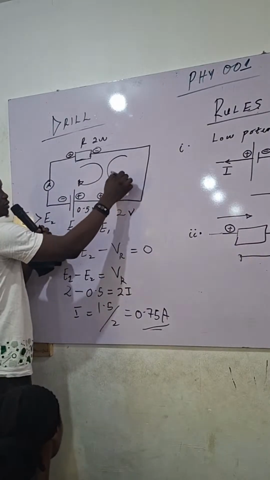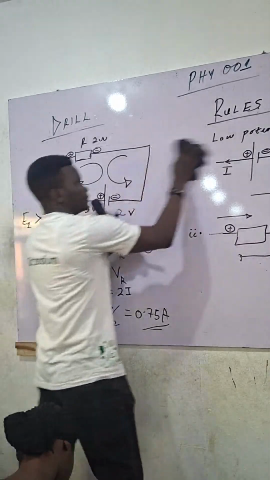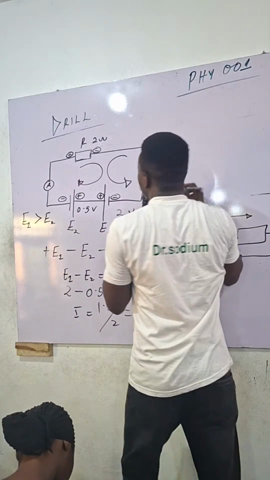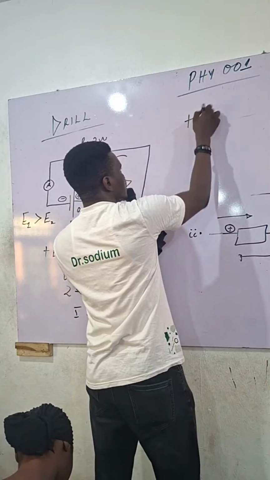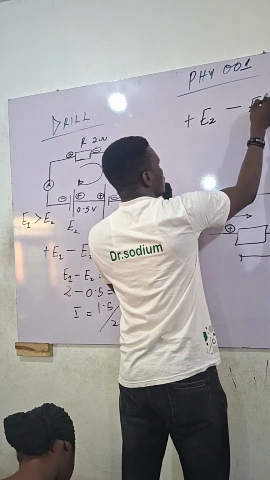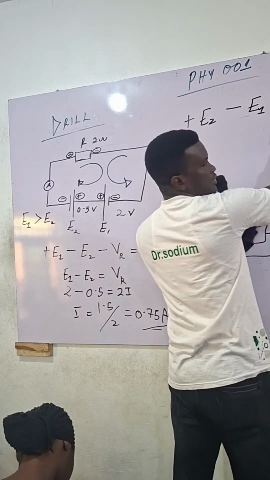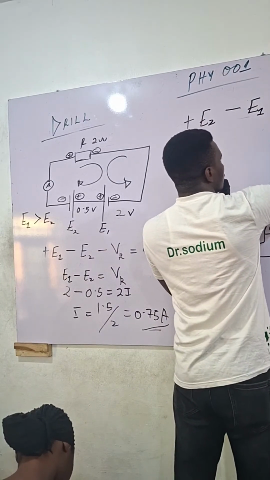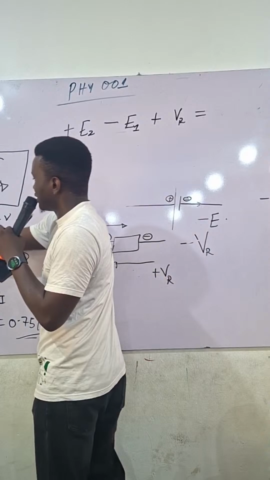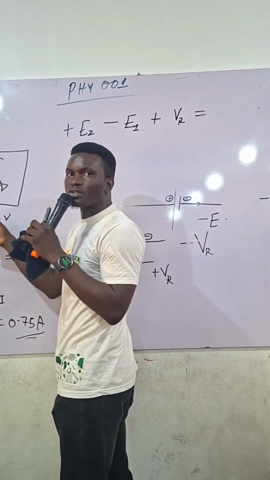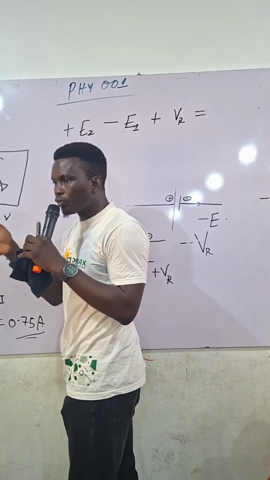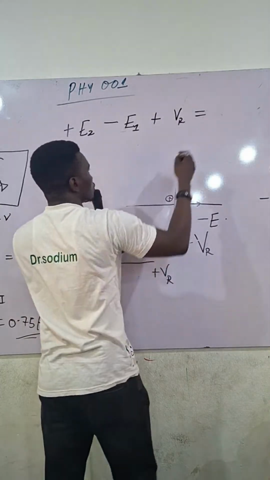So let me go this way. How will it be? So I'm going to have plus E2, minus E1, plus VR. You know why we have to use plus here? Because we already said it is E1 that determines, because we have an idea that E1 is greater than E2. They will give you some of these things like clues that you look for. Do you get that? So now that will be equal to 0.